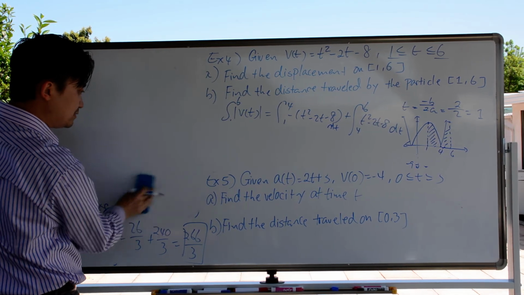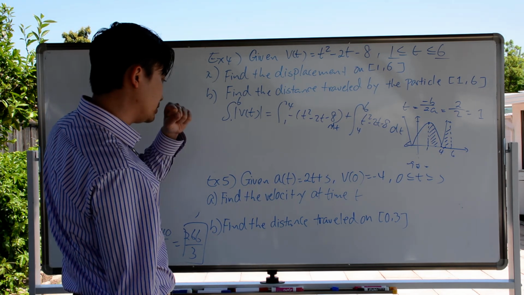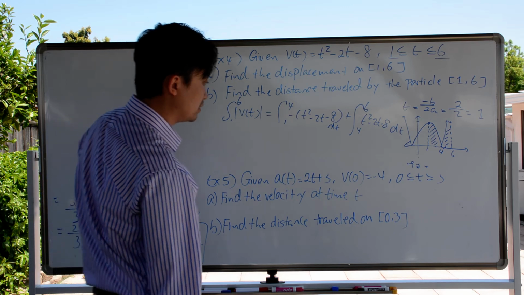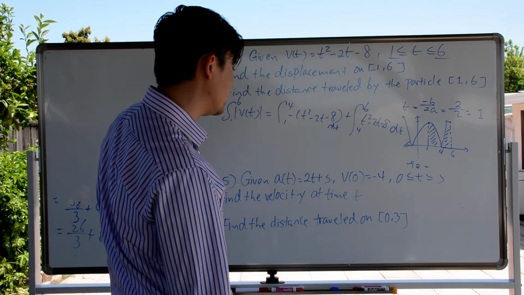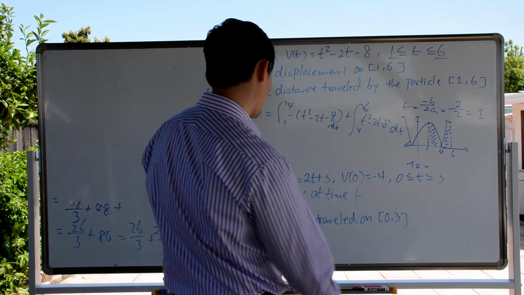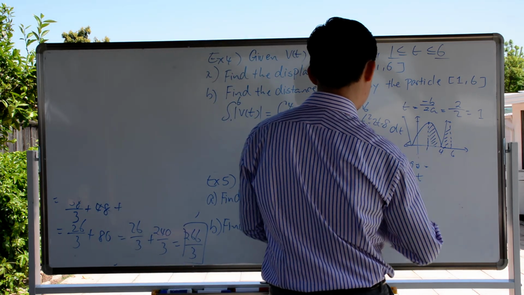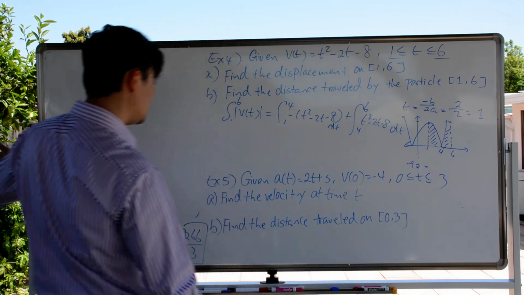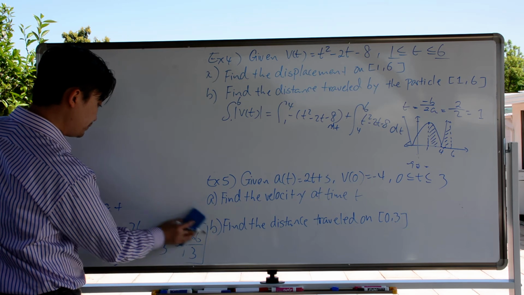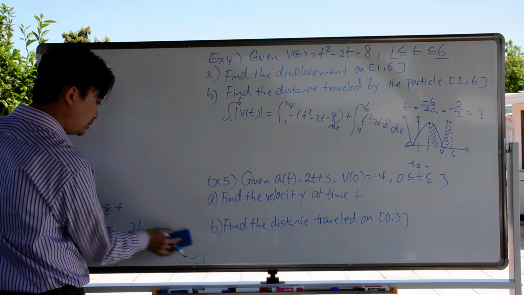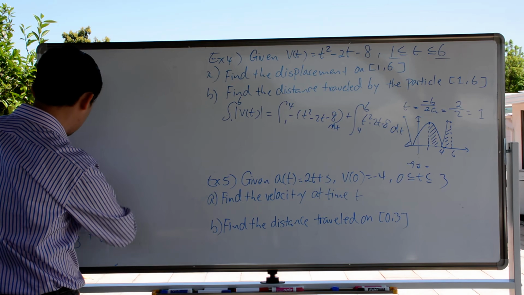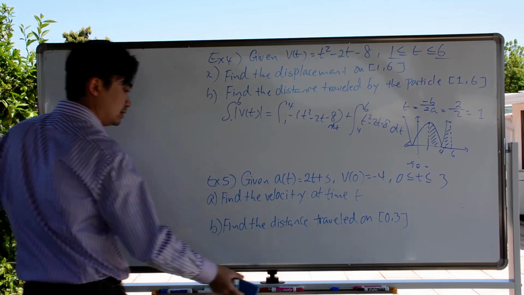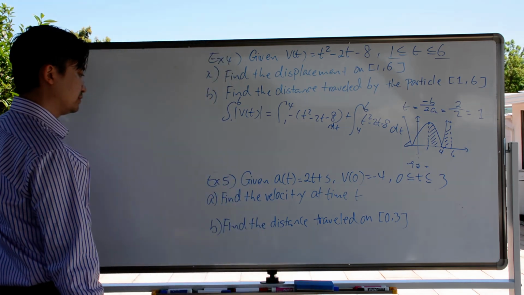So for example 5, given that a of t equals 2t plus 3, and v of 0 is given already, it's negative 4. The time goes all the way from 0 to 3. So we need to find the velocity at time t. That means we need to integrate the acceleration. Once we integrate acceleration, that one is just an indefinite integral, so we end up with the constant c. But how do we figure out the value of the constant c?